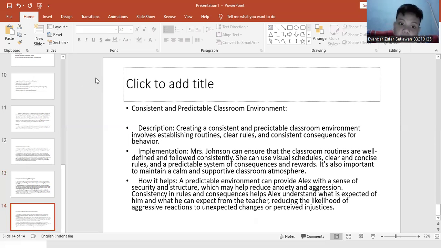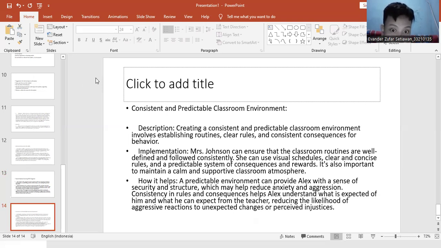Consistent and predictable classroom environment. Creating a consistent and predictable classroom environment involves establishing routines, clear rules, and consistent consequences for behavior. Implementation. Mrs. Johnson can ensure that the classroom routines are well defined and followed consistently. She can use visual schedules, clear and concise rules, and a predictable system of consequences and rewards.